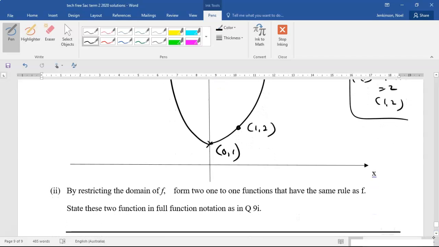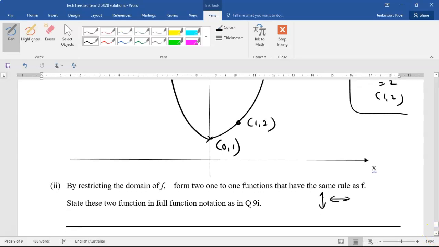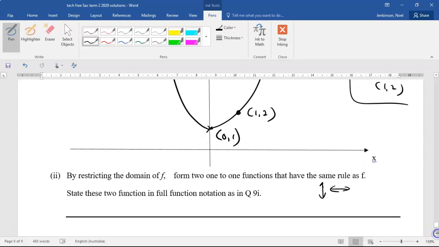By restricting the domain, now the domain of f is the reals, but we've got to restrict it so that the function is 1 to 1. Now 1 to 1 has to satisfy both the vertical line test, which makes it a function, and the horizontal line test, which means as it is, if I drew a horizontal line through that parabola, I'd cut it twice, it's not 1 to 1. Got to satisfy both vertical and horizontal lines. So I'm going to cut it in half at the turning point.